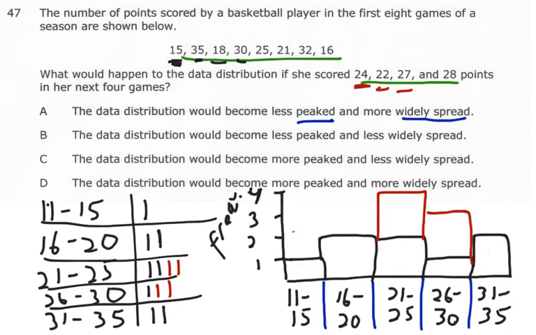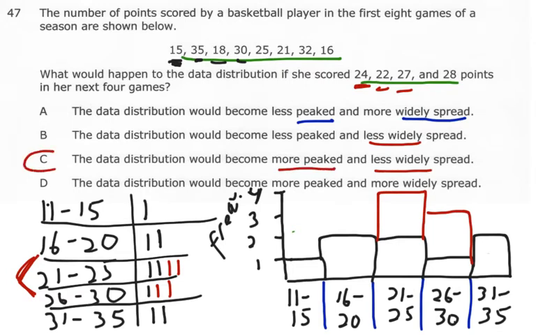So it's not becoming more widely spread. The range did not increase. In fact, the numbers were more tightly together. They were closer to the median, the ones we added. So that tells me, if anything, they're going to be less widely spread. So I'm looking for less widely spread, and I'm looking for more peaked.